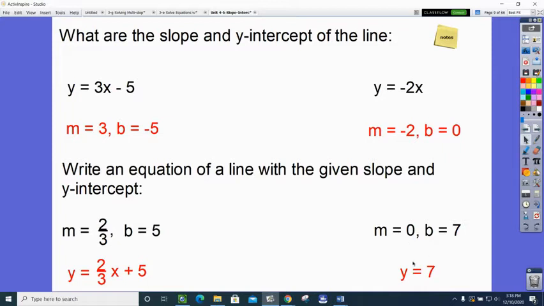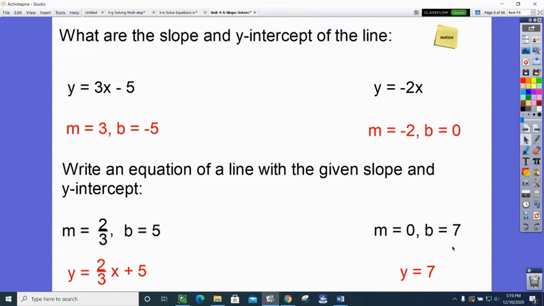So the equation of any horizontal line will always be y equals whatever the y-intercept is. So y equals 7 is a horizontal line through the y-intercept of 7. Every horizontal line is y equals a number. Did everybody hear that? Every horizontal line is y equals a number.